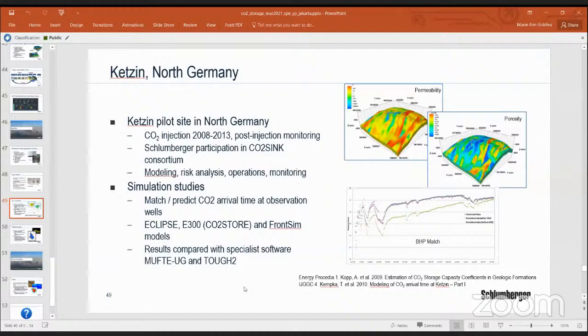Mufti is a modelling project that was done in European universities, and Tough2 is from the US. So they're regarded as being industry standard simple simulators, where we were able to demonstrate that we could match their performance. Well, actually, we could match their results. The performance was much better with our simulators.